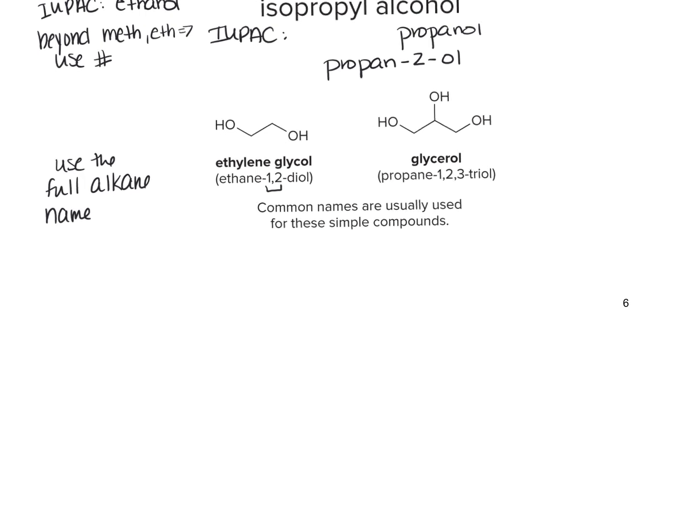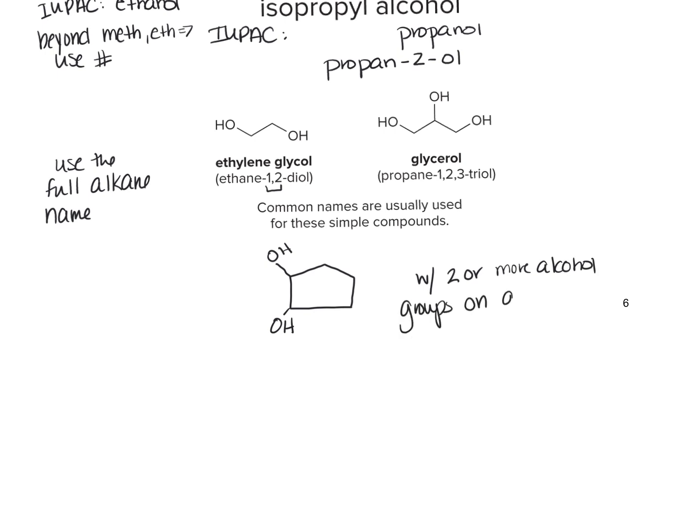I want us to do an example of a ring because rings are kind of interesting. Because remember, if we just had one alcohol group, we didn't tell the position of the alcohol. But if we look at this guy, when we have two or more alcohol groups on a ring, you number all alcohol groups. So if you just have one alcohol group, you don't number it. It's understood to be at 1. But if you have more than one, you have to show the numbers where they all are. So for example, this would be like 1, 2.